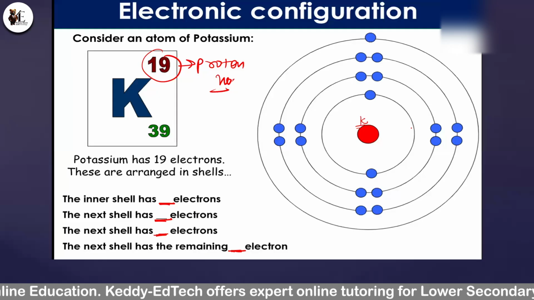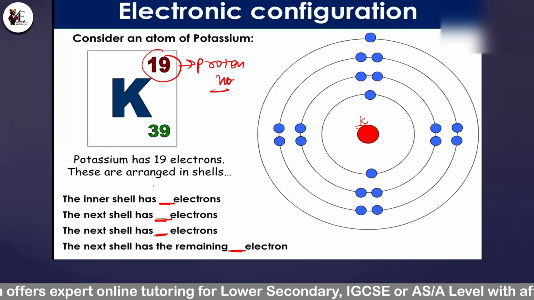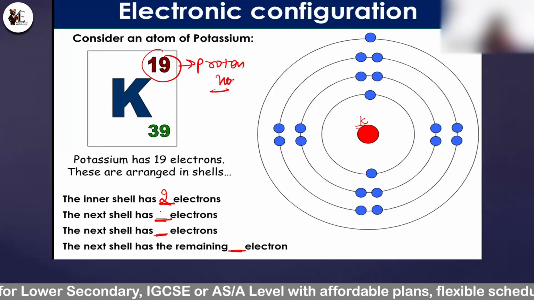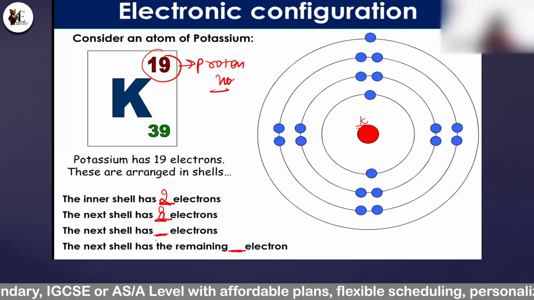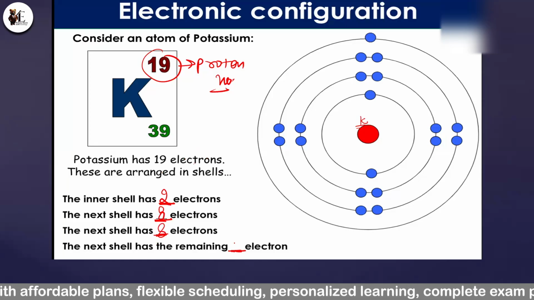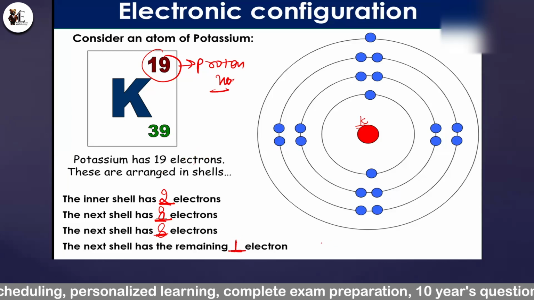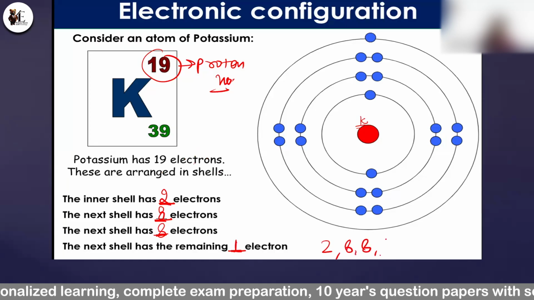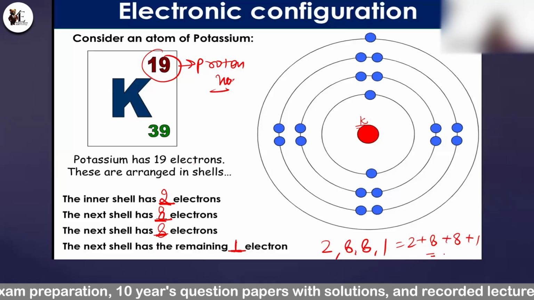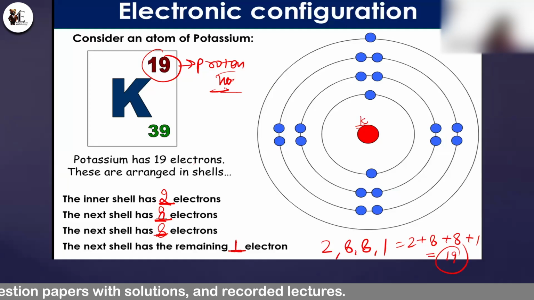So, the inner shell has 2. Next shell has? 8. Very good. Next shell has? 8. Very good. Next shell has the remaining electron: 1. Yes. So its configuration would be 2, 8, 8, 1. If you add 2 plus 8 plus 8 plus 1, you get the answer as 19. That is your proton number. I hope it's clear.